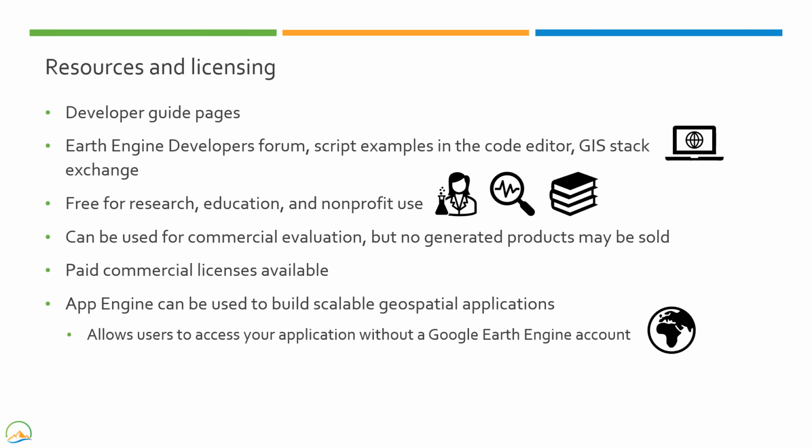Since not all Earth Engine's users are programmers by training, there are resources like the Developer Guides page, Developers Forum, script examples, and the GIS Stack Exchange. Each of these provide either a platform for users to ask questions and be answered by others, or to get guidance on how to code common problems. Earth Engine is free for research, education, nonprofit use, and commercial evaluation, though no products generated with Earth Engine can be sold. Google doesn't currently have fixed prices on commercial licenses, so contact them directly if you have questions on how one would be acquired.